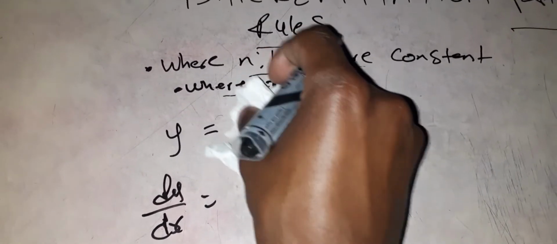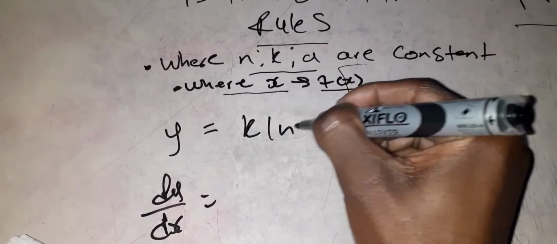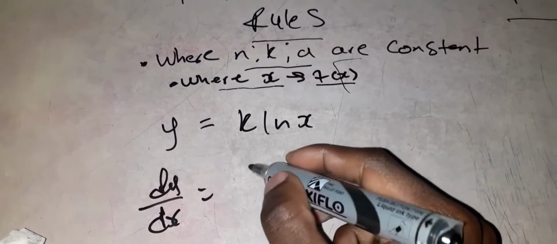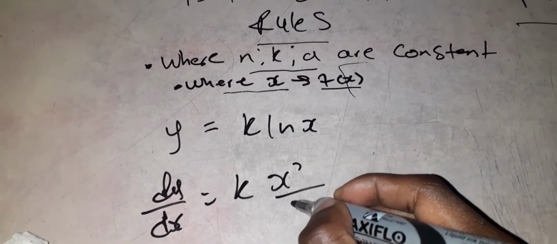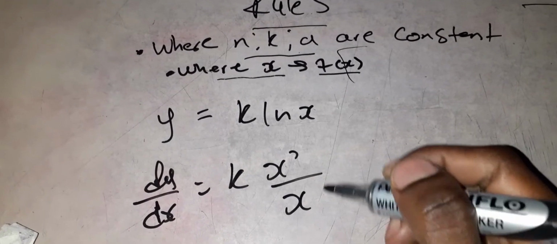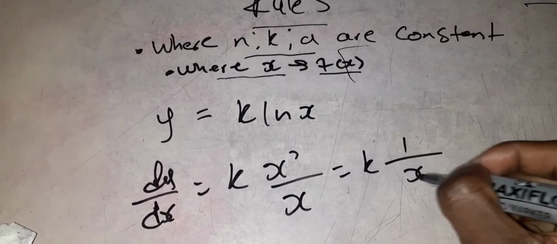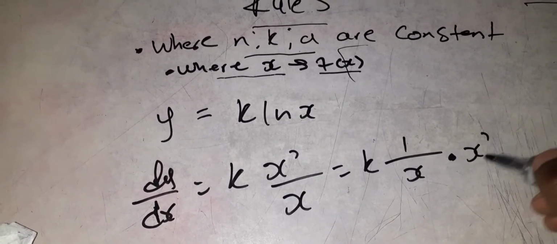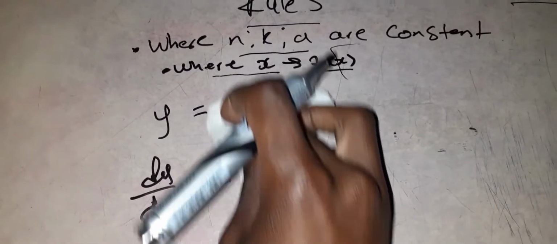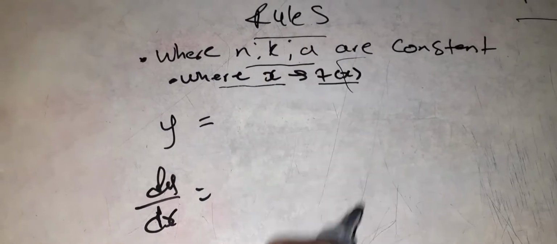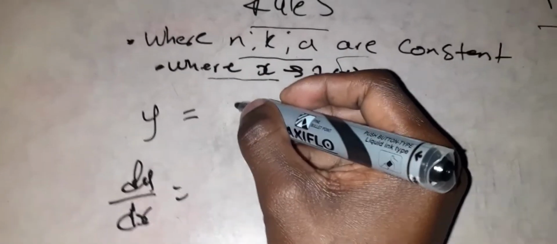Okay, let's look at the last one, which says k ln of x. Then its derivative will be k, then the derivative of x divided by x. That's it. But some people prefer to write this as k, then 1 over x, then multiply by the derivative of x. Otherwise, both ways are correct. So we are done with the basic laws. Let me just do one example, then we will wrap up.